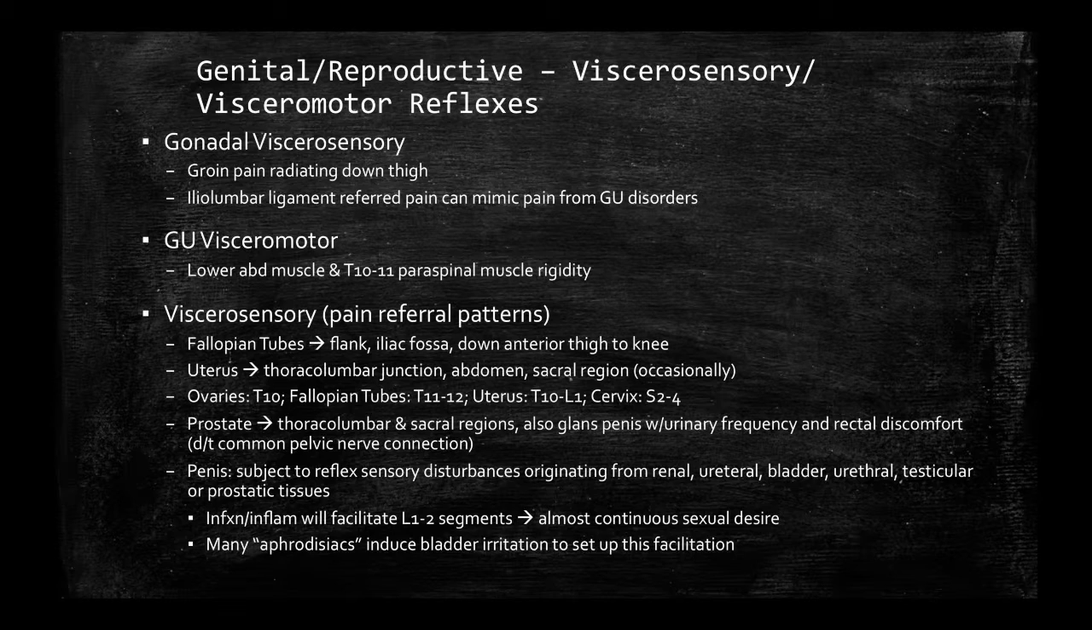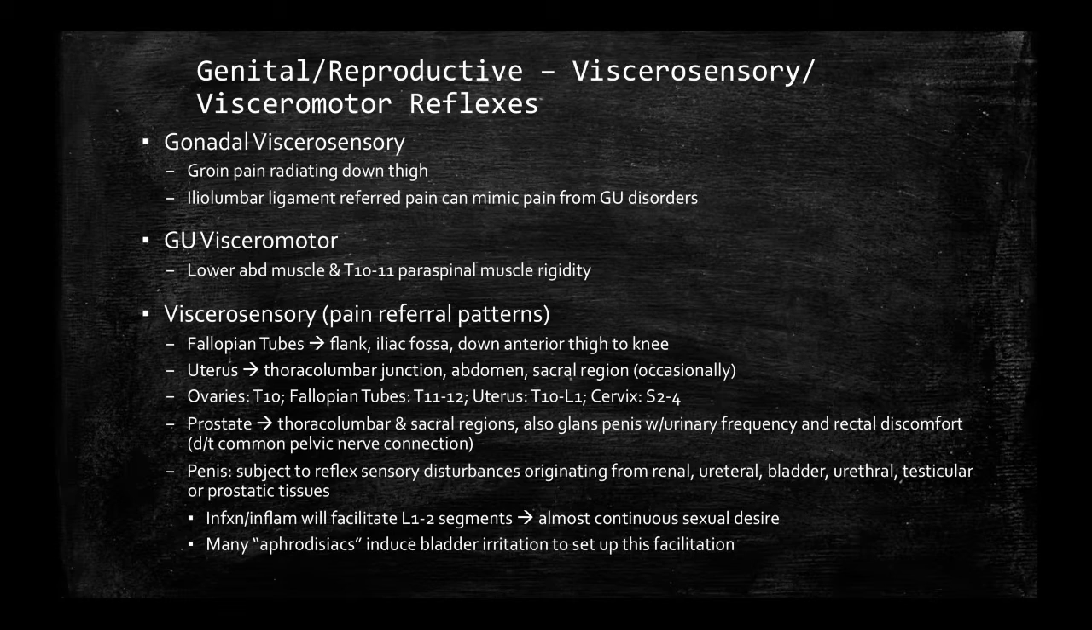The prostate usually refers pain down the thoracolumbar and sacral regions, but it can also refer pain in the glans penis and cause urinary frequency and rectal discomfort due to a common pelvic nerve connection. And the penis by itself is more subject to reflex sensory disturbances coming from other organs such as the renal, ureters, bladder, urethral, testicular, prostatic tissues than from actually sending pain itself.